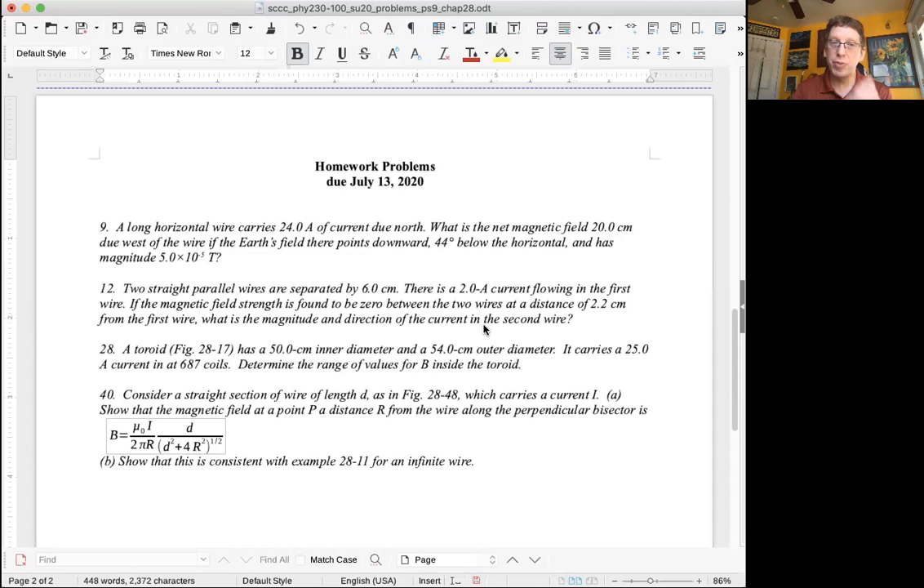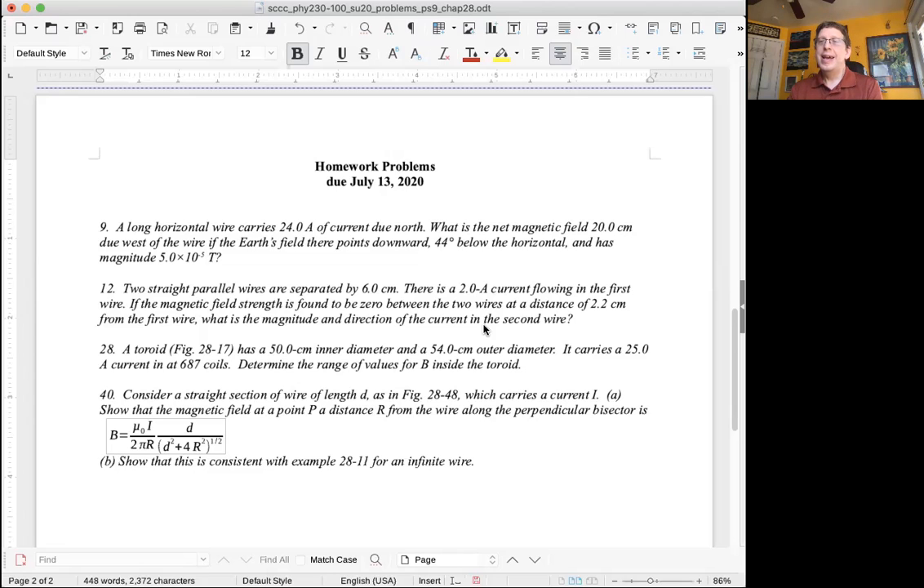And that brings us to number 40. Consider a straight section of wire of length D, which carries a current I. Show that the magnetic field at a point P, a distance R from the wire along the perpendicular bisector... So basically you draw a line halfway through the wire that's perpendicular, and you go a distance R away from the wire along that line, and you figure out the magnetic field.